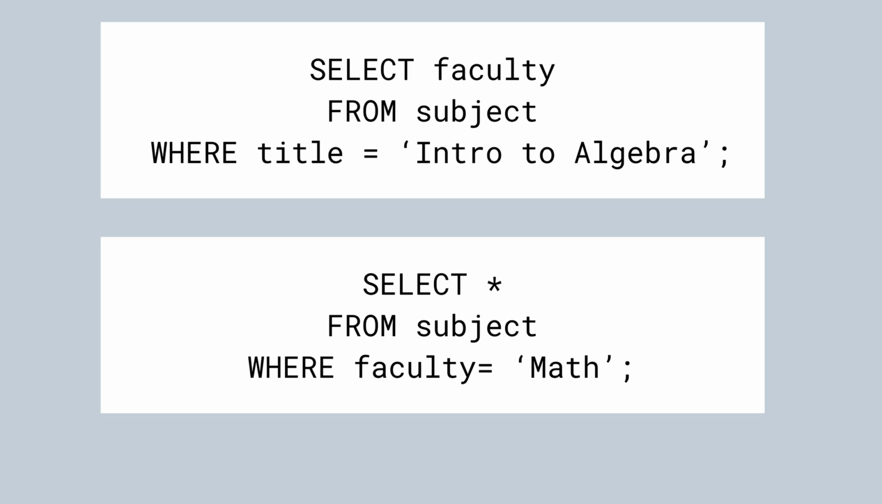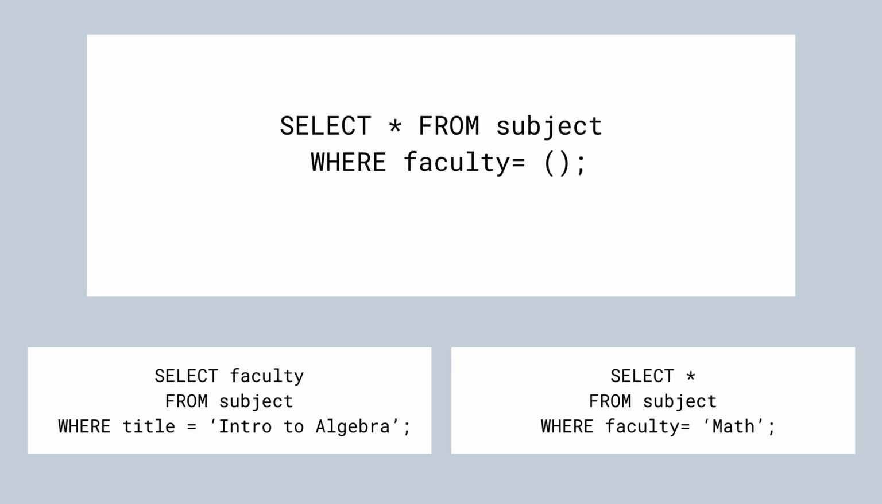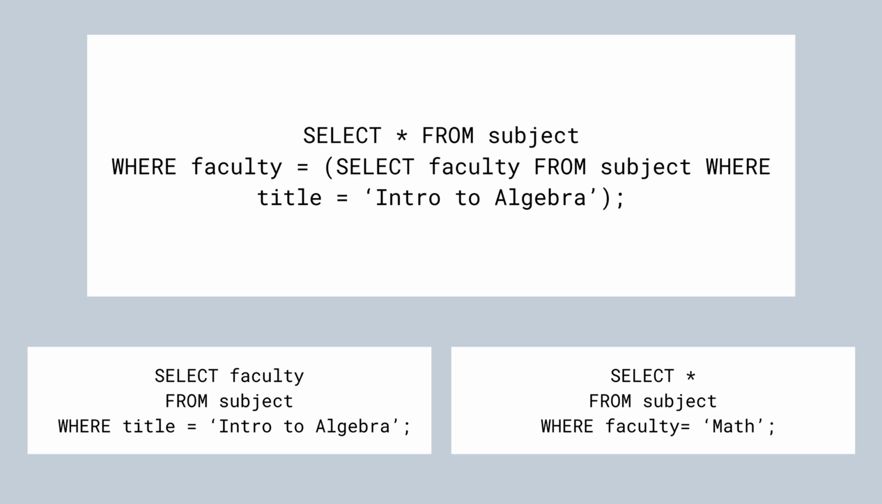A subquery in SQL is introduced with a pair of brackets. We'll take the second query, but instead of the Math faculty in the where clause, we'll write a subquery. So we get rid of the Math text value and put a pair of empty brackets after the equals sign. Now, inside the brackets, we paste the first query without the semicolon at the end. And that's it! Our first subquery is ready.